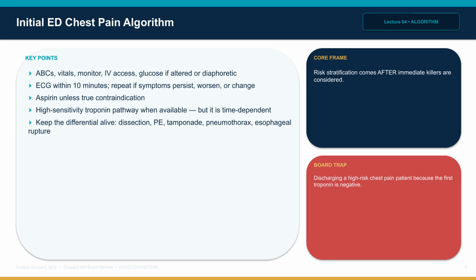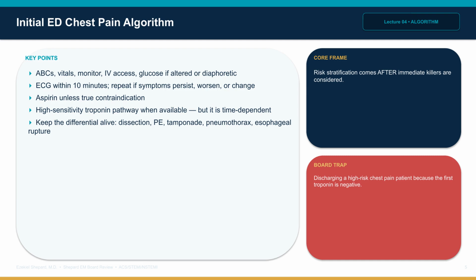The initial ED algorithm starts with ABCs, vitals, monitor, IV access, and a bedside glucose if the patient is altered or diaphoretic. Get an ECG within 10 minutes and repeat it if symptoms persist, worsen, or change. Give aspirin unless there is a true contraindication. Send troponin using your high-sensitivity pathway when available, but remember that the troponin is a time-dependent test.